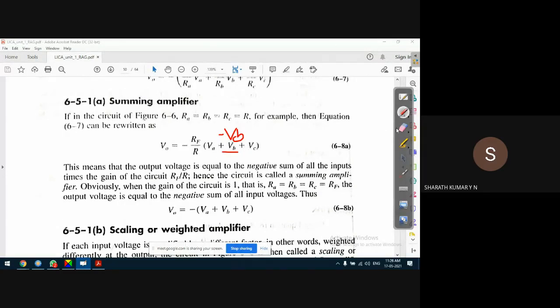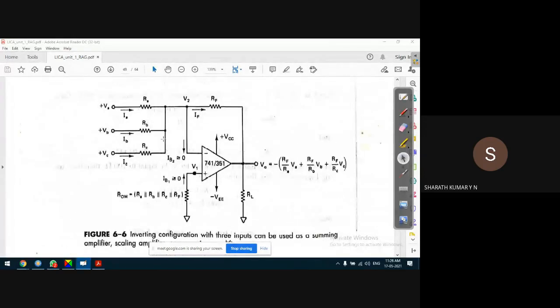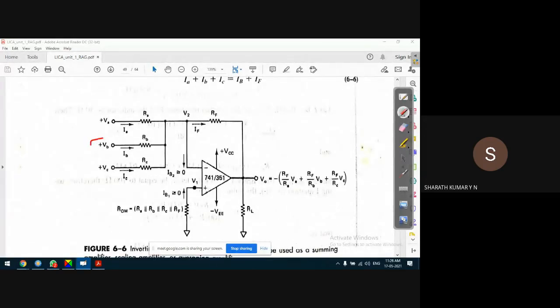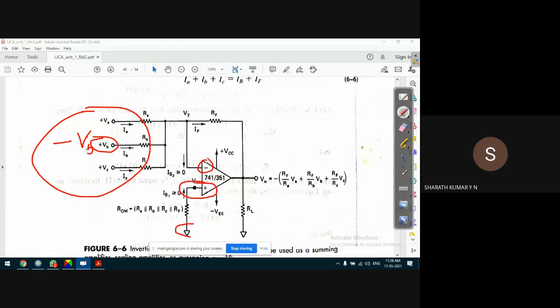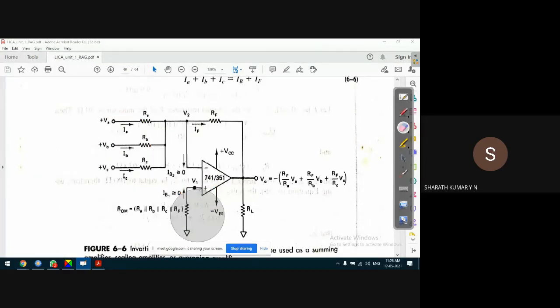So then we can obtain a differential amplifier. That's also possible. In this circuit, instead of plus VB, we can apply minus VB. Very simple. So this is a summing amplifier where all the three inputs are applied to only one input terminal, and the other input terminal, that is the non-inverting input terminal, is grounded. So this is also possible, but this gives an inverting configuration.